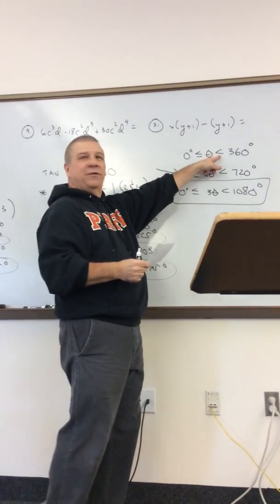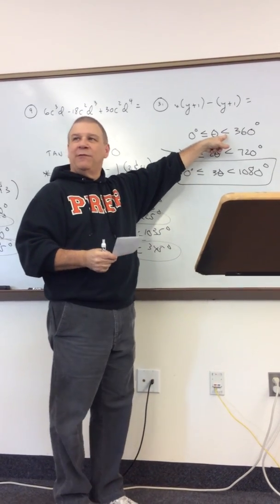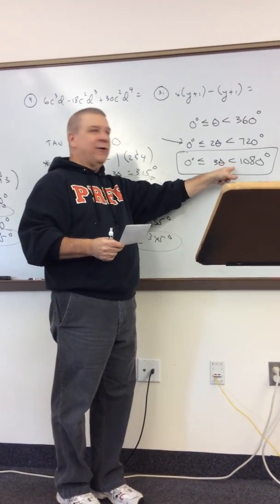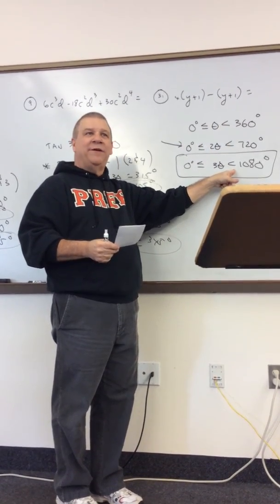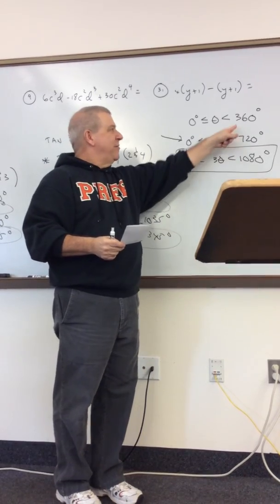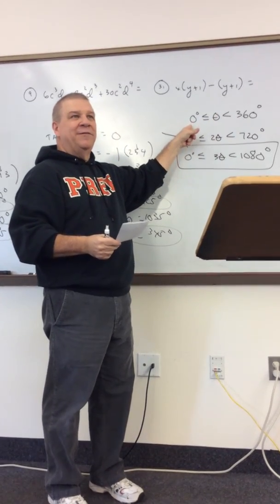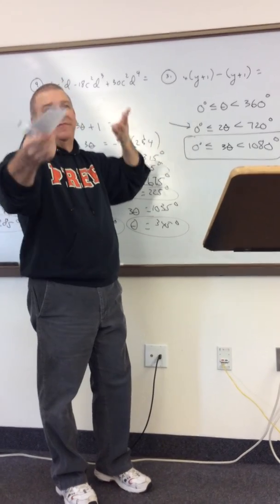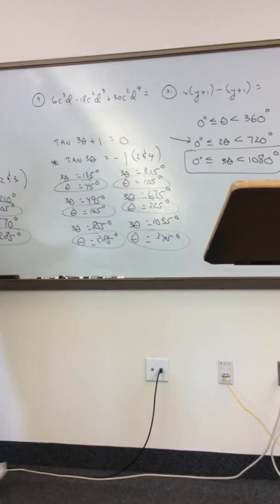Do you want to know why? Do you know why I didn't put an or equal to here, or here, or here? Can one of you tell me why I didn't do that? See, 360 is the same as 0. That's why I didn't put or equal to, because that'd be the same answer twice. That's why.